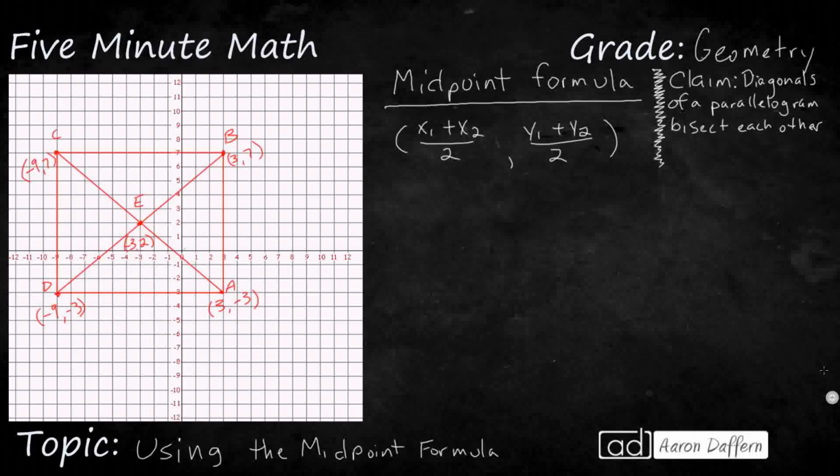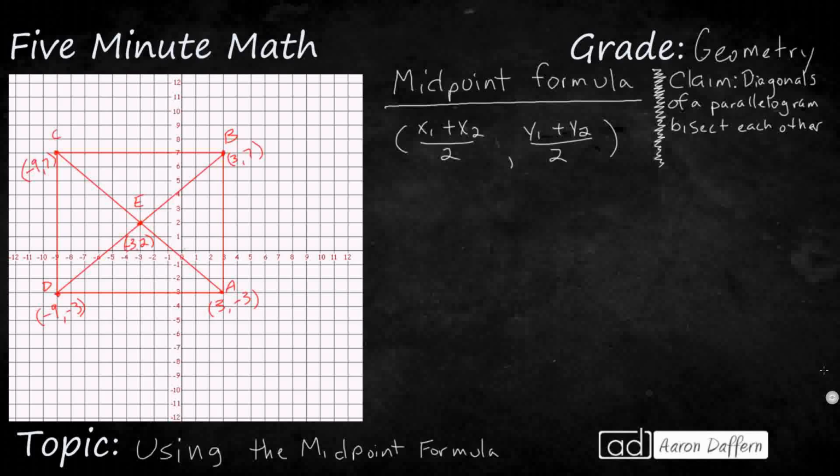Today we are looking at the geometric concept of the midpoint formula, specifically how we can use it to prove some geometric ideas, and we will do it in 5 minutes or less. So, in geometry, we learned that the diagonals of a parallelogram bisect each other. That means they cut them into equal segments. But how do we know for sure? Well, we can use the midpoint formula.